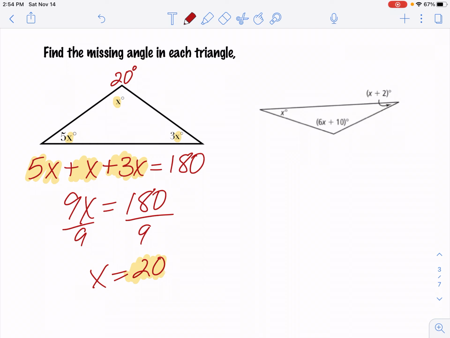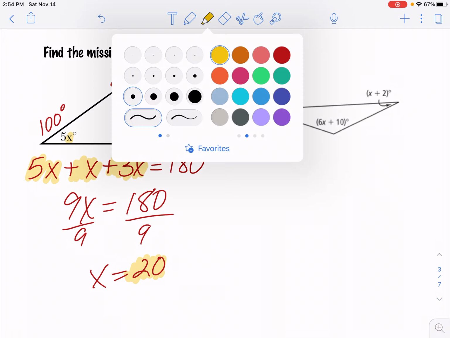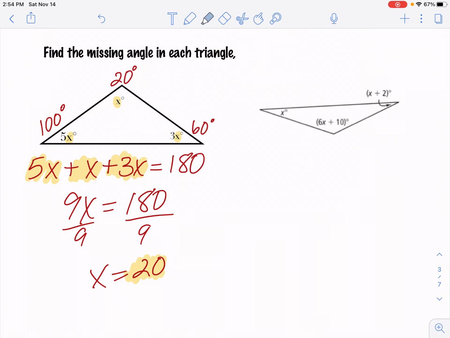The bottom right missing angle is 3 times the value of x, so 3 times 20, or 60 degrees. And the bottom left angle is 5 times the value of x, or 100, so it is 100 degrees. I can always check my answer on any of these questions by adding up all three values to ensure that they are adding up to 180 degrees, which is in fact true in this example. 100 plus 20 is 120 plus 60 is in fact 180 degrees.